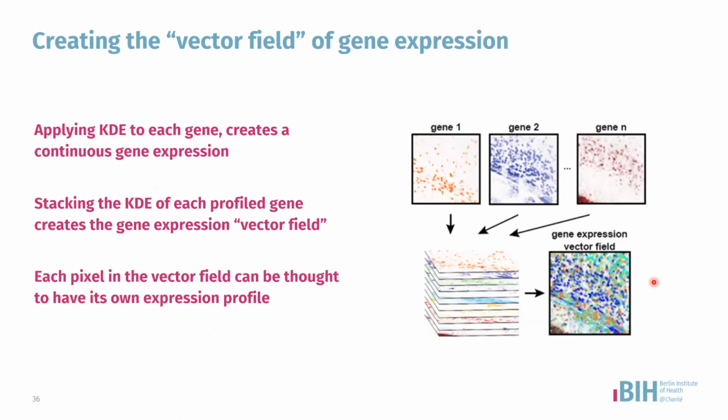So this KDE approach is then applied to every gene in this highly multiplex image. So you have a stack of these, which are then combined into what we call a gene expression vector field. This could be considered a highly multispectral image, where you have multiple channels for each gene, and in that image, each pixel is encoding a gene expression value. So when stacked and combined, each pixel essentially has its own expression profile. So again, we're moving the classification task from cells to pixels.